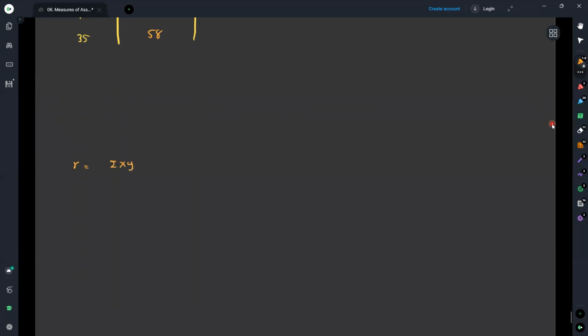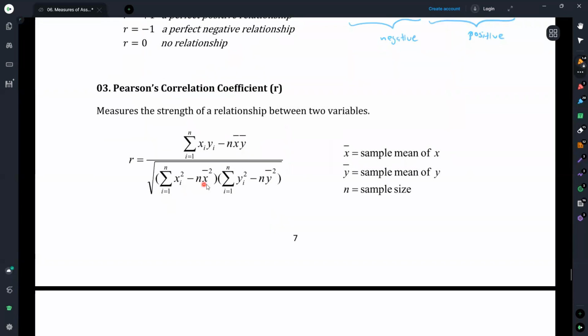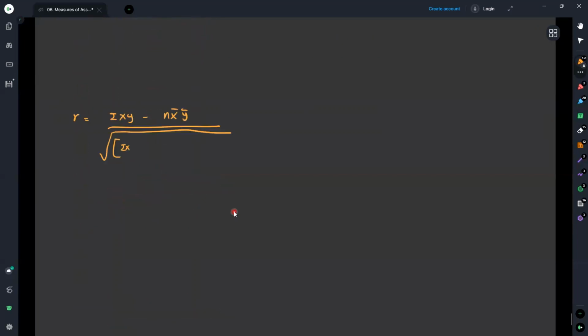summation of xy minus n times x bar times y bar divided by square root of summation of x squared minus n times x bar squared, and here we can see summation of x squared minus n times x bar squared, and then summation of y squared minus n y bar squared. Therefore, this is the equation we are using.